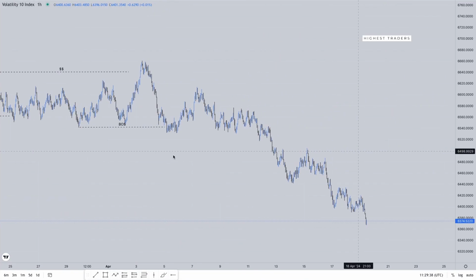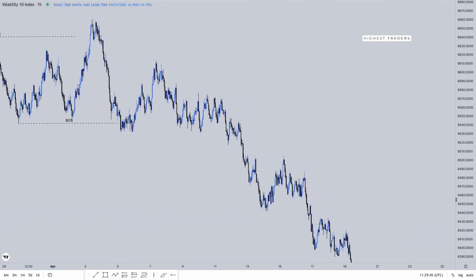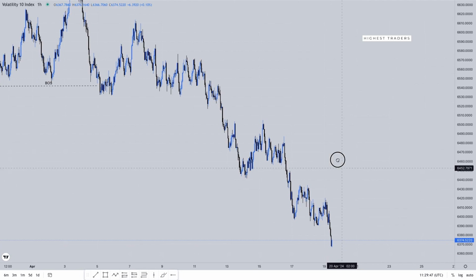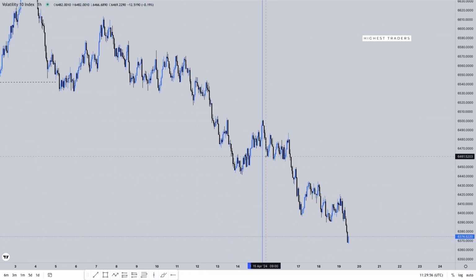Okay, so this is the VIX 10 and this is the 1 hour time frame. This is where I look at directional bias, for those of you who have been following my channel. Okay, so let's look at the 15th, 5 a.m. So that was on the 15th, right?